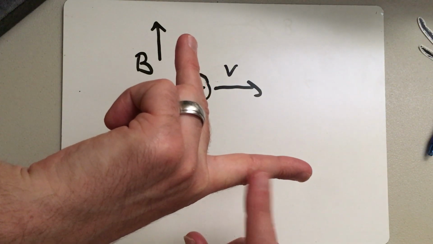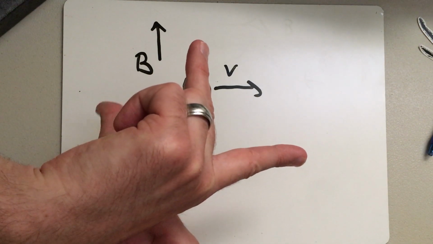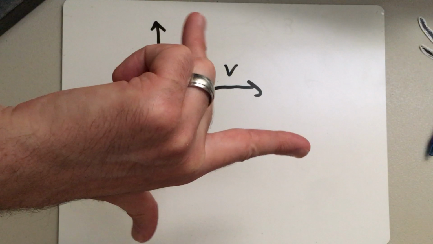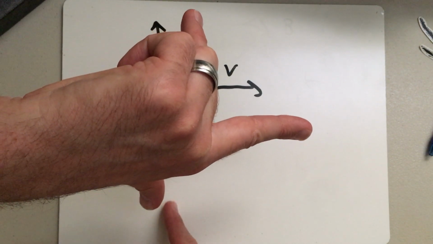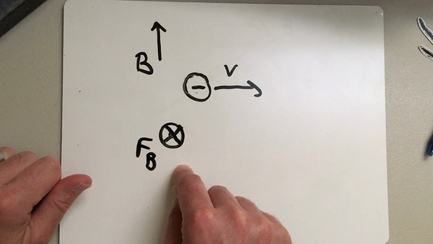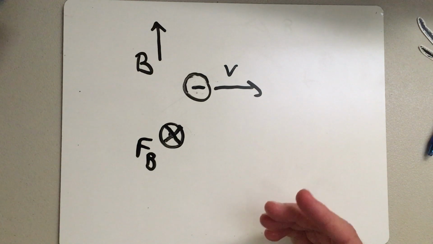There we go. The index finger is now in the direction of velocity, the middle finger is pointing straight up, and you can't see it very well, but that's about the best I can do. You can see the thumb is pointing straight down, which is the direction of the magnetic force. So that's the right-hand rule for charged particles.